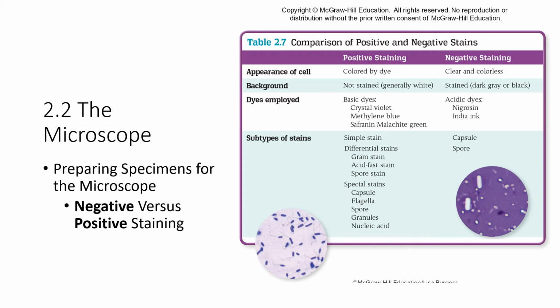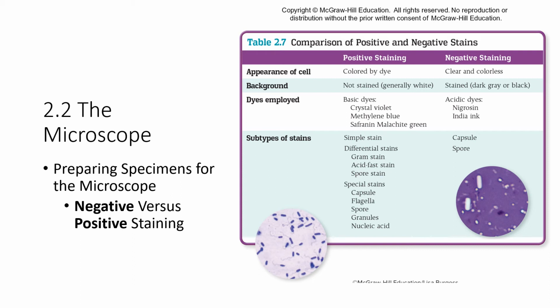As you see down here at the bottom, these little blue rods are bacterial cells that have been stained with crystal violet. Crystal violet collects in the cells, and then you rinse off everything that's not in the cell. There you go. You can now see the shape of the bacteria.